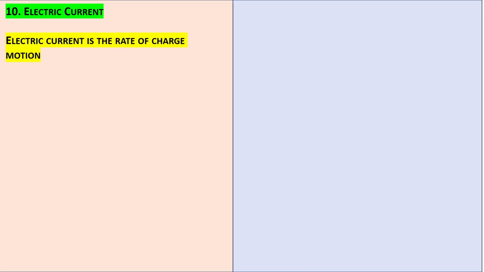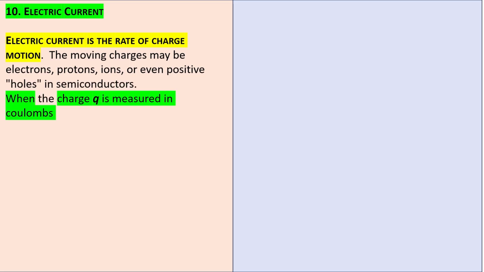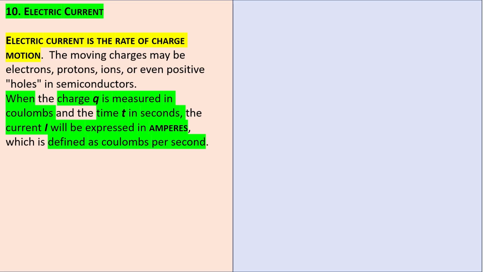Electric current. Electric current is the rate of flow of charge. The moving charges may be electrons, protons, ions, or even positive holes in semiconductors. When the charge Q is measured in coulombs and the time t in seconds, the current I will be expressed in amperes, which is defined as coulombs per second. I is equal to Q divided by t.